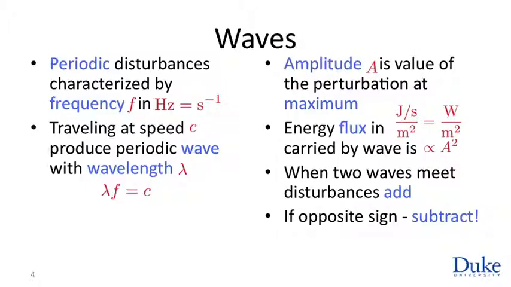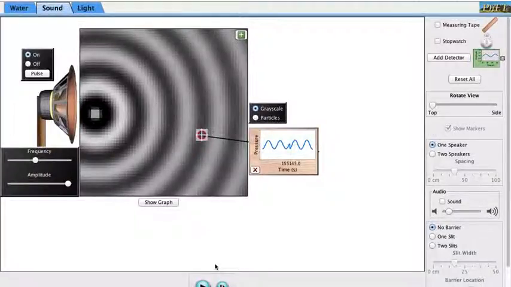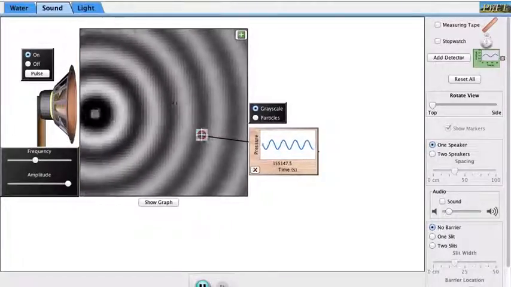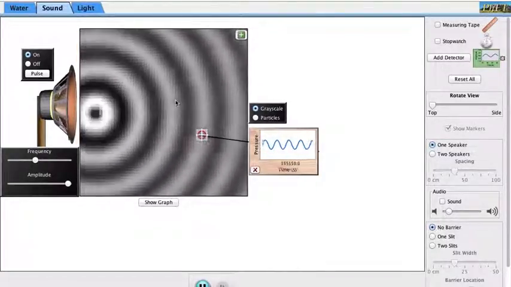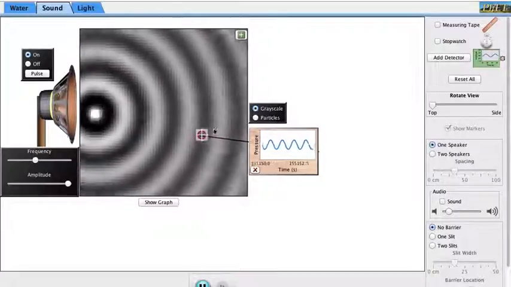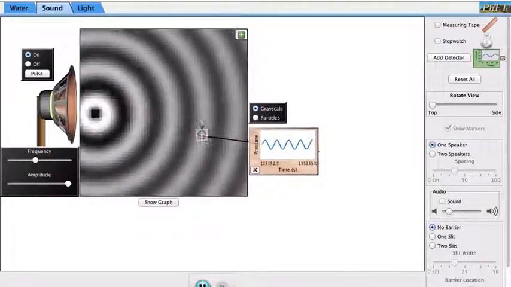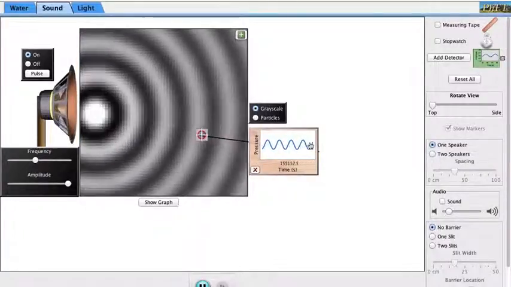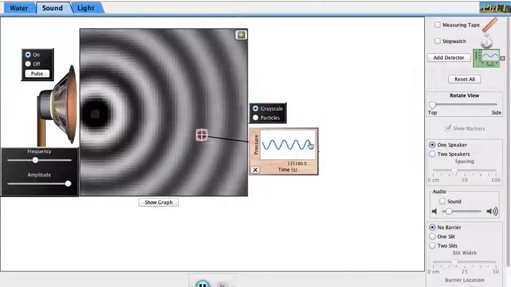Now, what happens when 2 waves meet is a very important property of waves. Let's look at it in a demo, and then we'll talk about it. In this demo, we have a loudspeaker. The loudspeaker will be creating a periodic wave, and we see the wave fronts shown in this picture. They spread away from the loudspeaker, and what we see here is a measure of the pressure or the density, the perturbation that the wave represents at one given point.